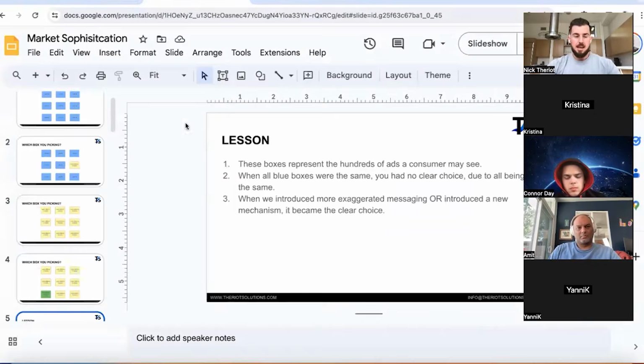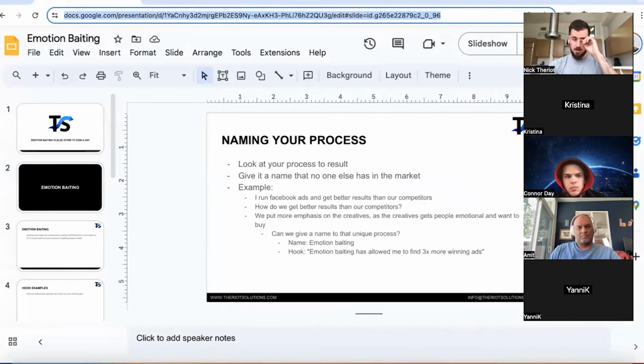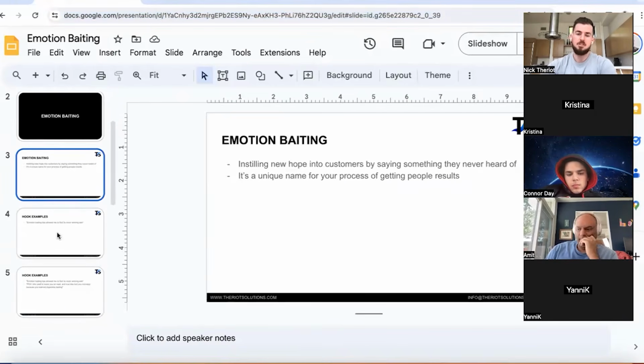So what we're going to do today is we're going to go over emotion baiting, and we're going to actually work on it. My whole goal of today's call is for everyone to have at least one hook by the end of the call that is an emotion baiting style hook of introducing a new mechanism. I'm not really concerned about what stage of market sophistication it is. I just want to get everyone a guide of making sure it's implemented in their business by the end of the day, because we've seen some really amazing success with this if it's done properly. So again, instilling new hope into customers by purely calling out something that they've never heard of before. That's the key thing right there. They've never heard it before.